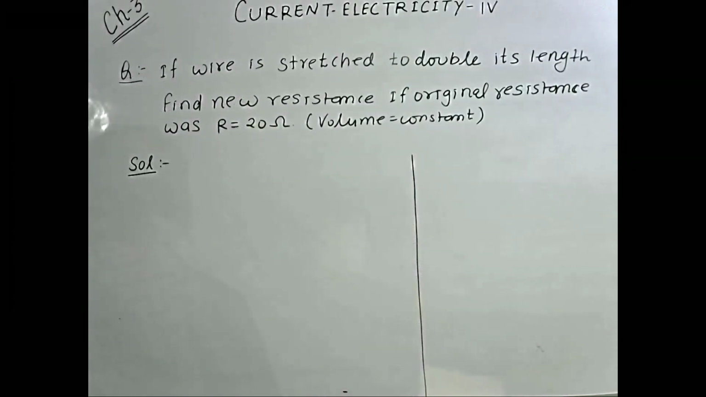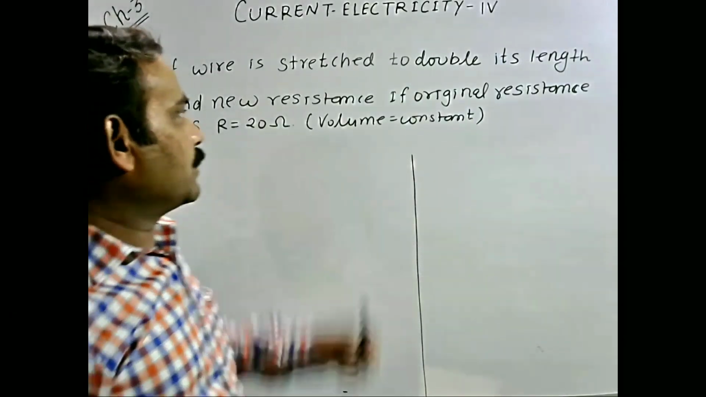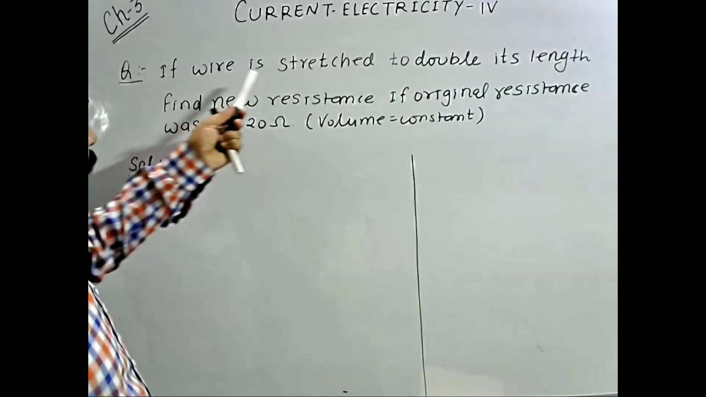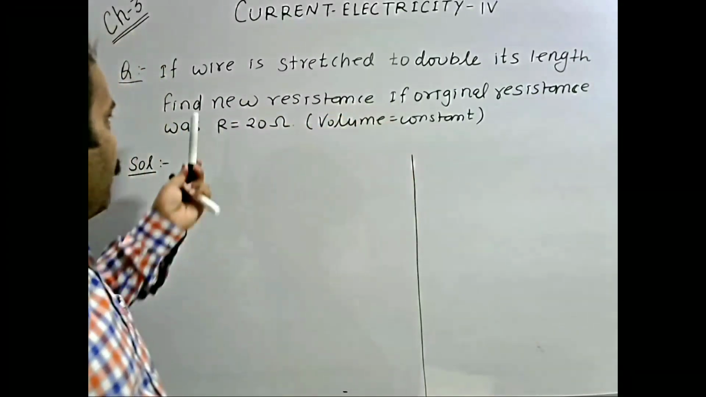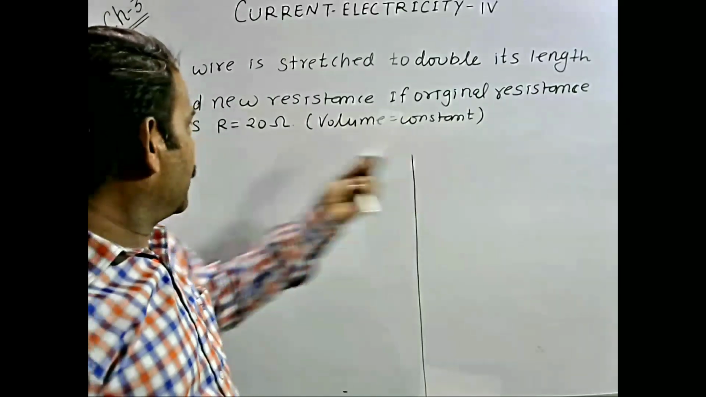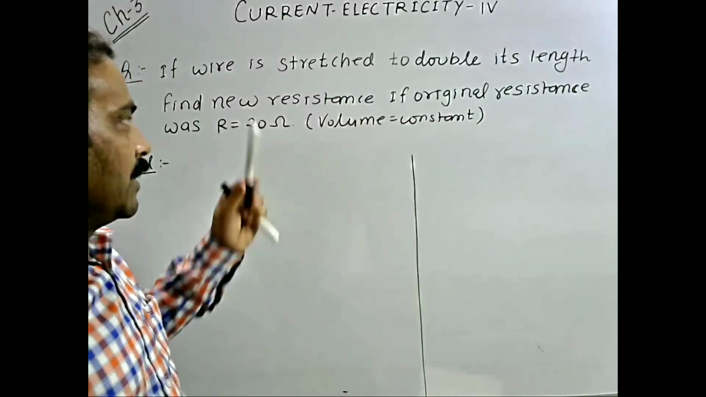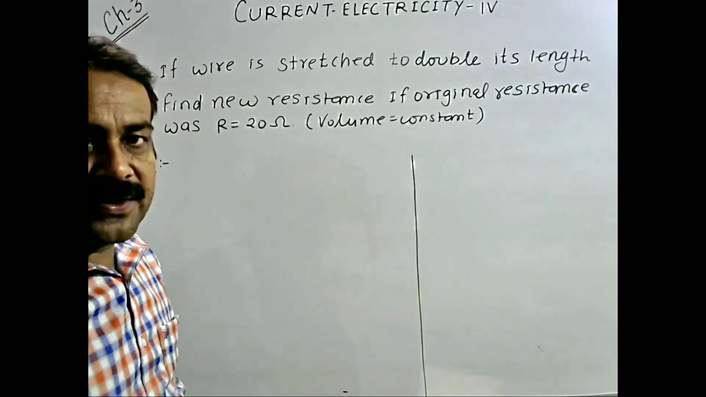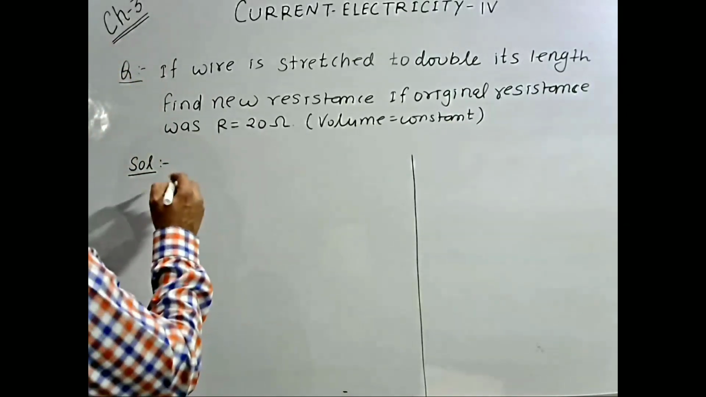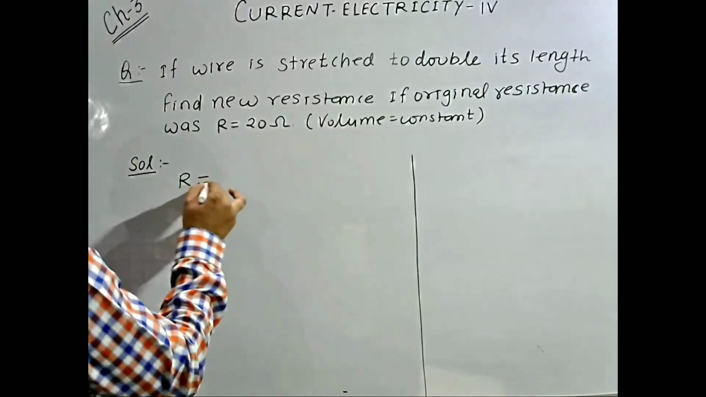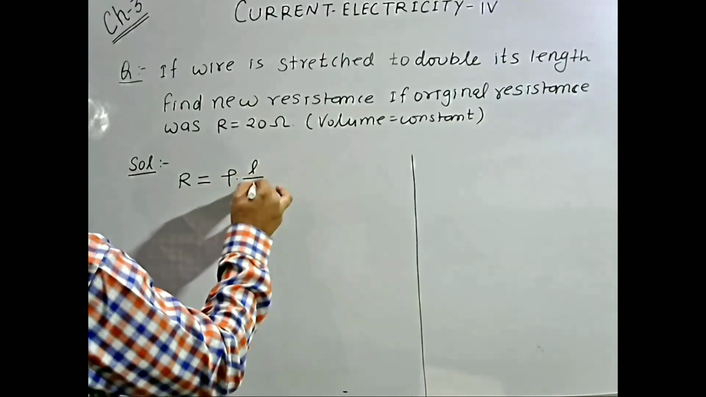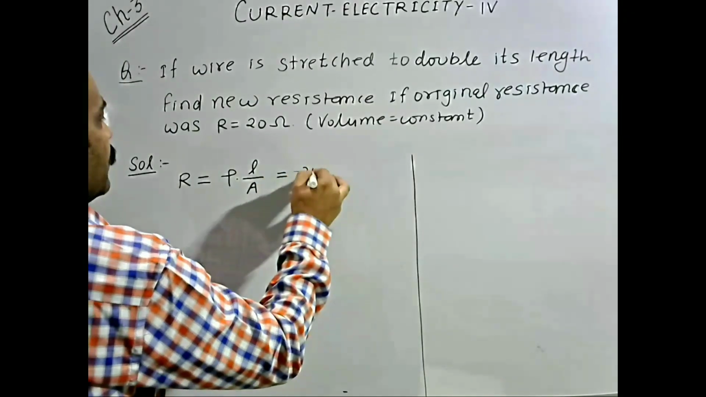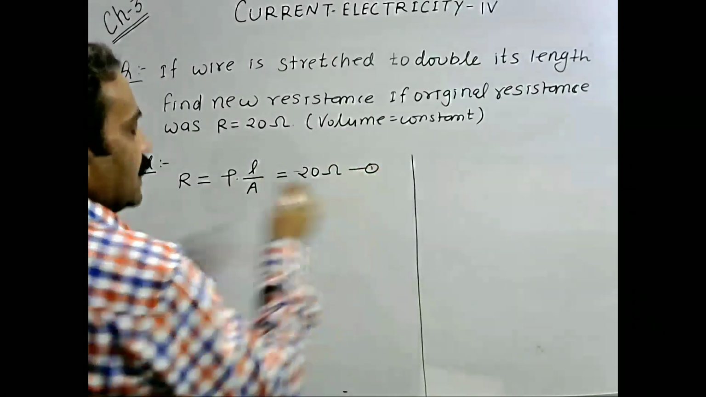Now I am going to discuss a question based on resistance. Here the question is, a wire is stretched to double its length. Find the new resistance if the original resistance was R equal to 20 ohm, keeping volume constant, or the volume of the conductor remains constant. So here we know that R is equal to rho into L upon A. Let this be the original resistance, and this is equal to 20 ohm. According to the question it is given.